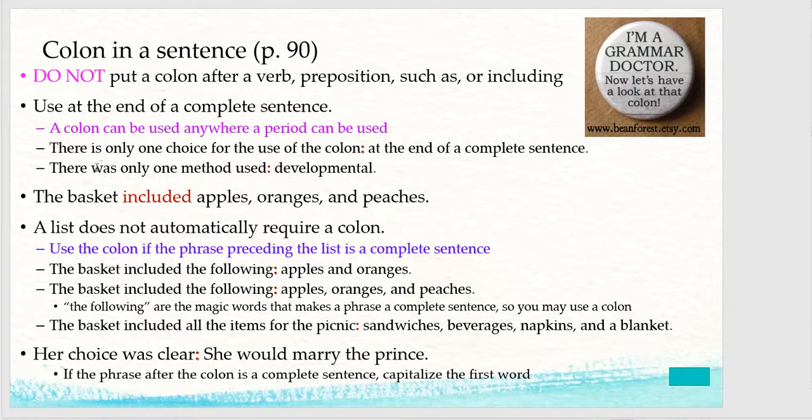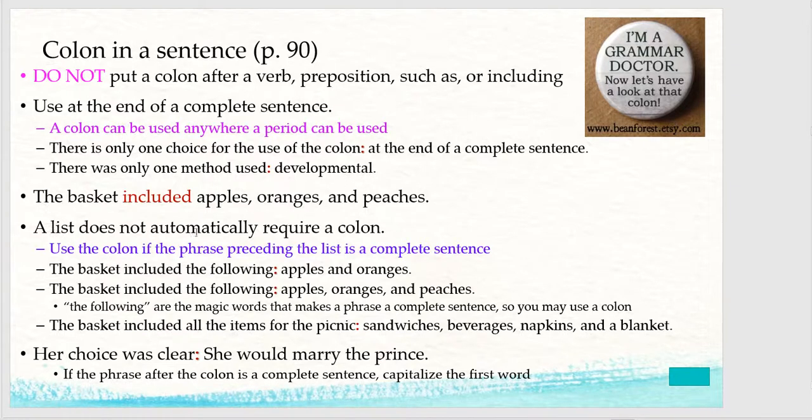So here I've got my example. There is only one choice for the use of the colon. That's a complete sentence. So I've got my colon and then I've got my phrase that follows at the end of a complete sentence. There was only one method used: developmental is the phrase that follows.